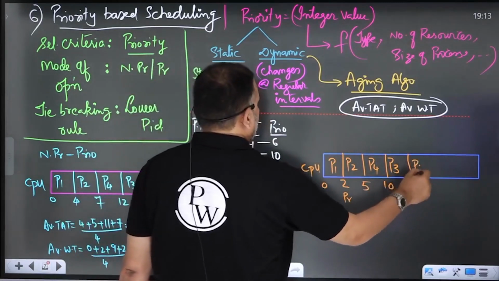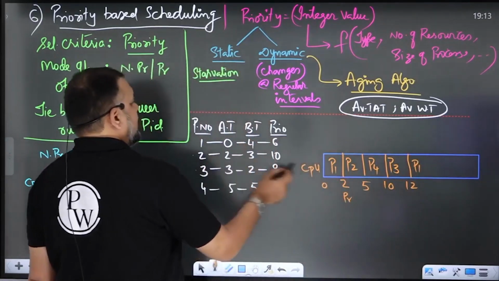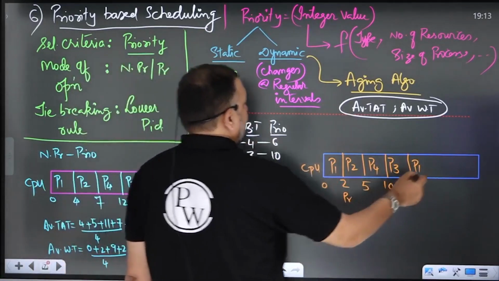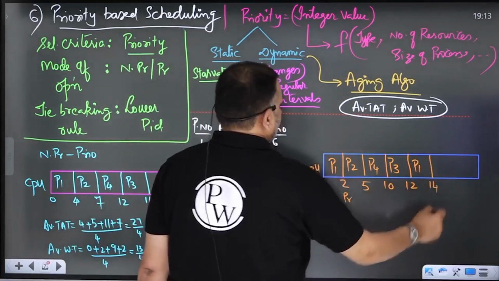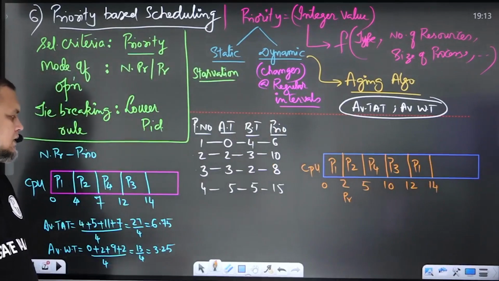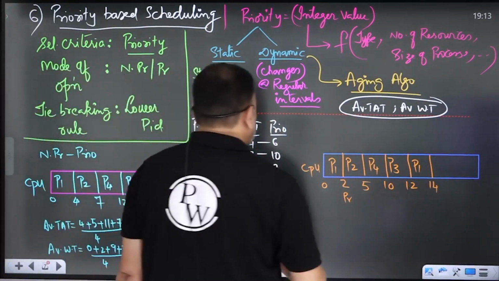Now the balance of P1. P1 is the lowest priority. It has how many units left over? From 0 to 2 it has run earlier, so another 2 units. So it completes at 14. This is the chart.